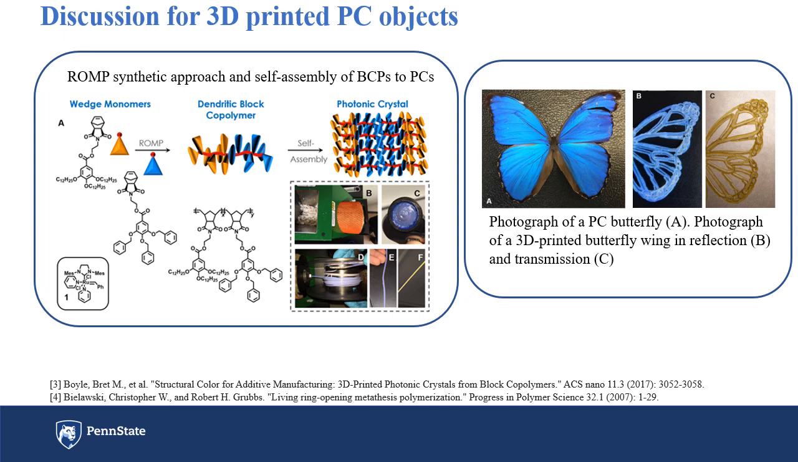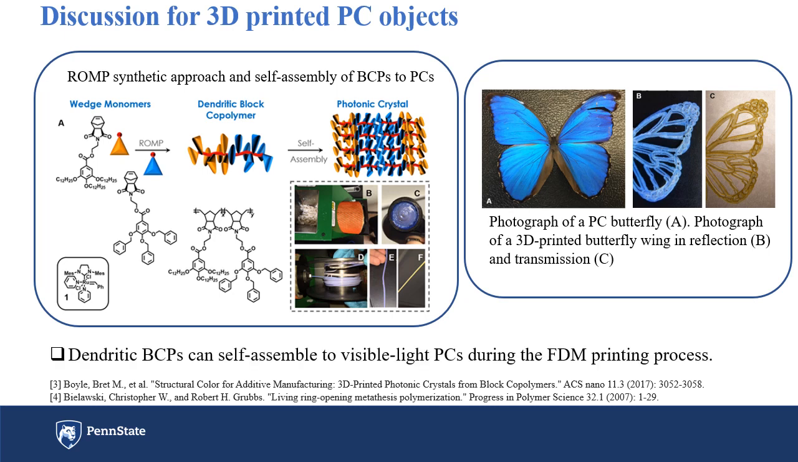The picture on the right side shows the 3D printed butterfly's wing in a reflection and transmission mode. So the results told us the dendritic BCPs can successfully self-assemble to visible light PCs in the FDM printing process.